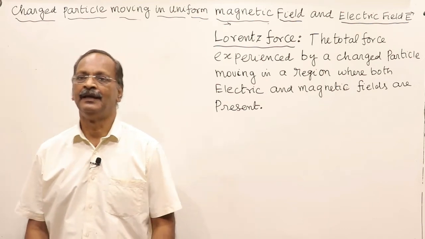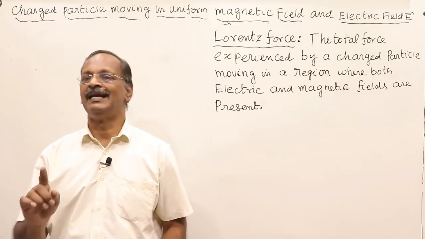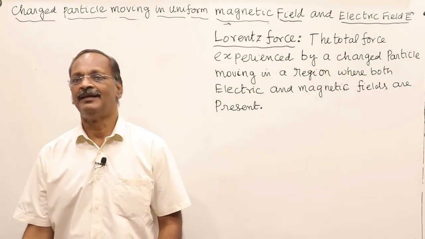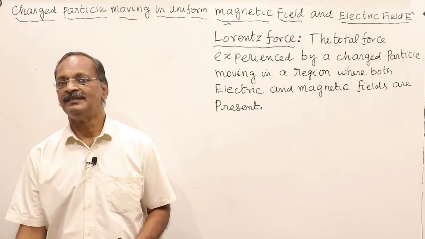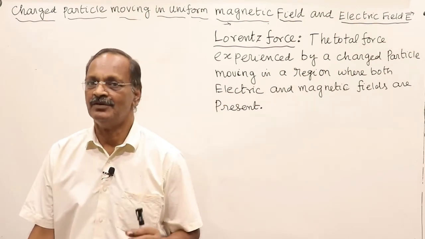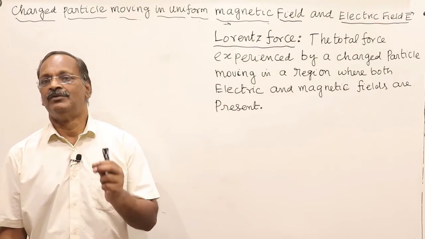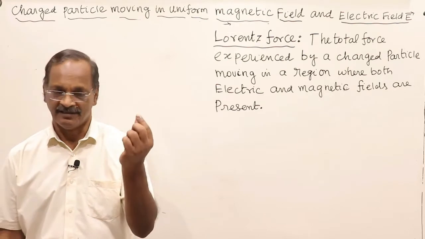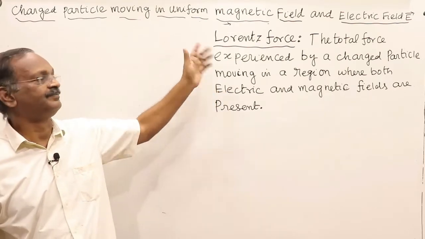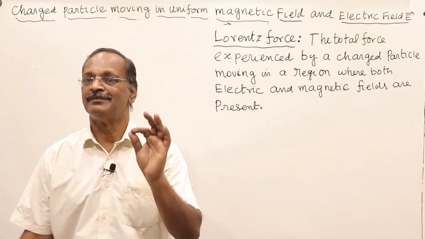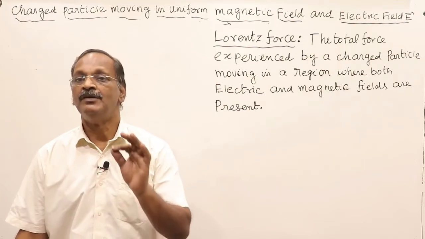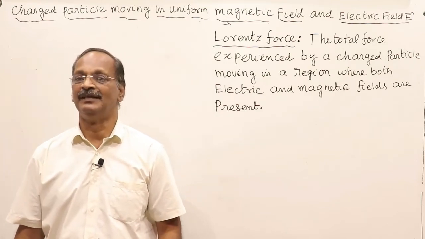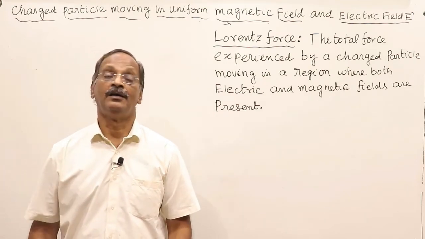So far we have seen a charged particle moving in an electric field, or a charged particle moving in a magnetic field alone. Now we will see when the charged particle moves in the region where both electric and magnetic fields are present. The force experienced by a charged particle moving in a region where both electric and magnetic fields are present is called a Lorentz force.